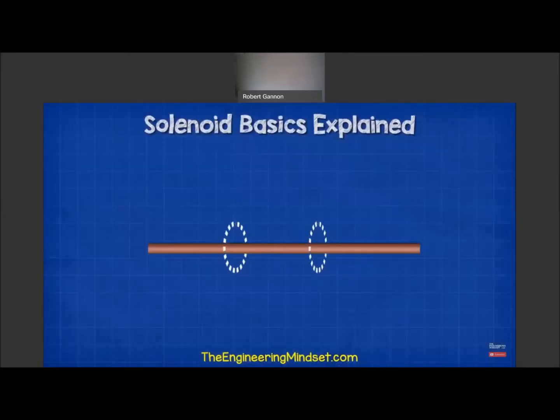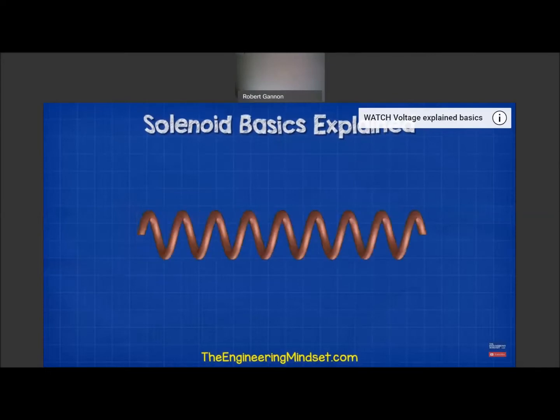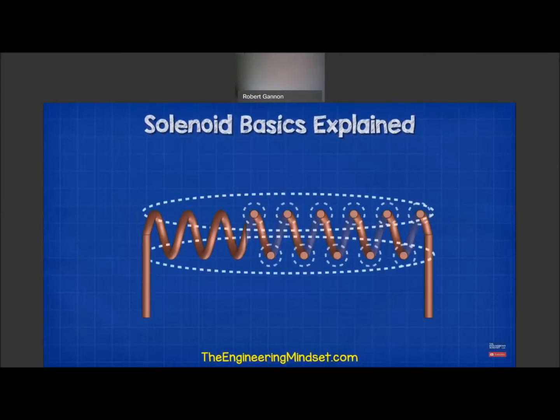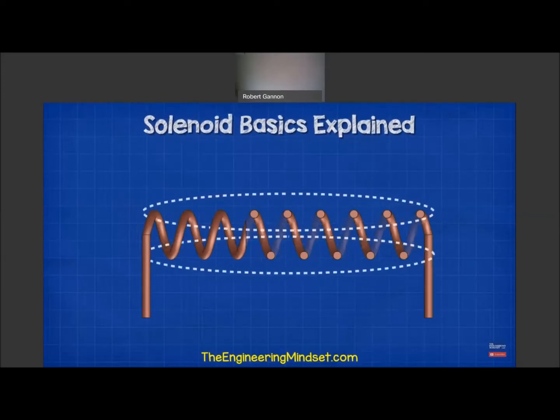When current flows through a wire, it creates a circular magnetic field around the wire, as we saw a moment ago. But when we wrap the wire into a coil, each wire still produces a magnetic field, except the field lines will merge together and form a larger, stronger magnetic field.